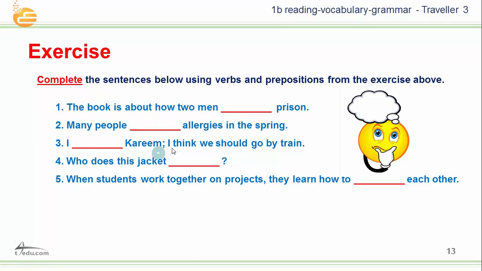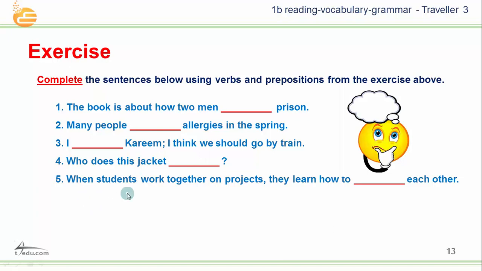Three, Kareem, I think we should go by train. So I agree with, or I don't agree with Kareem. I think we should go by the train or by train. Four, who does this jacket belong to? Belong to. It means who's the owner of the jacket.